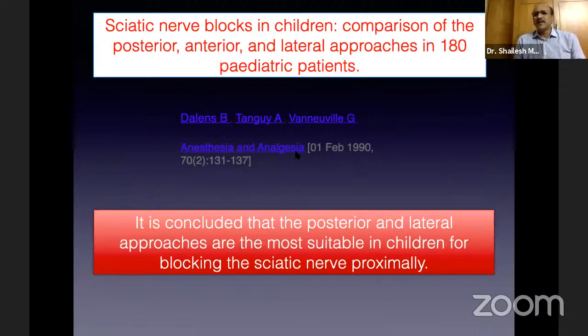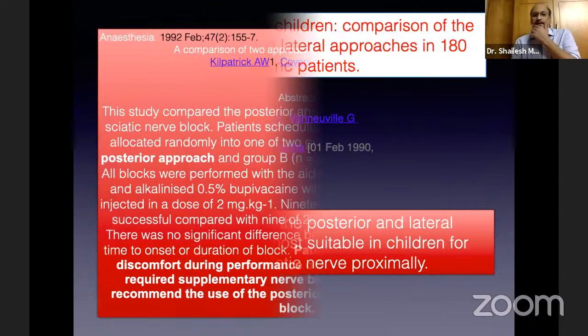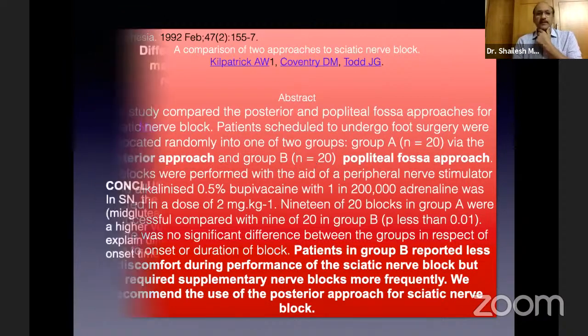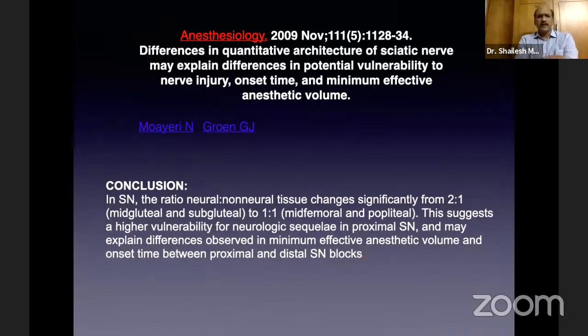Now there are multiple papers describing so many approaches. There are multiple papers which are comparing one approach to the other. And for children, the posterior and lateral approach is considered the most suitable. Then popliteal nerve blocks cause less discomfort during performance of the sciatic nerve block, because they recommend the use of the posterior approach as they are less comfortable. There are multiple papers on this.